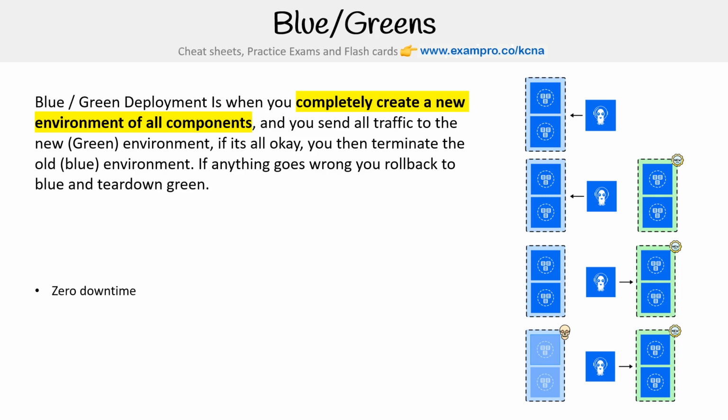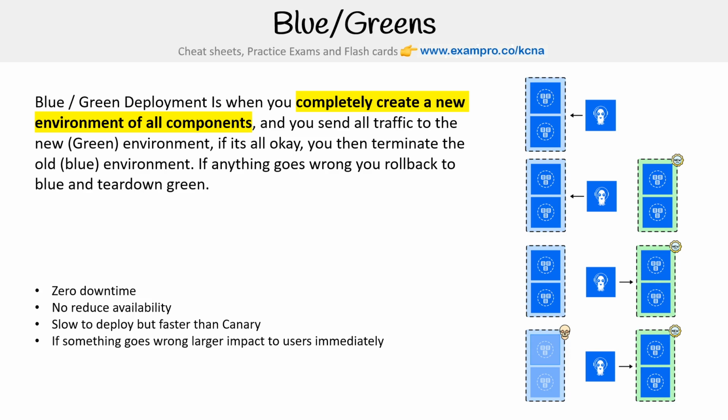So zero downtime, no reduced availability, slow to deploy, but faster than Canary. If something goes wrong, larger impact to users immediately, but you can instantly roll back to the previous infrastructure. So if there is a problem, you're going to be able to resolve it extremely quickly. So there you go.